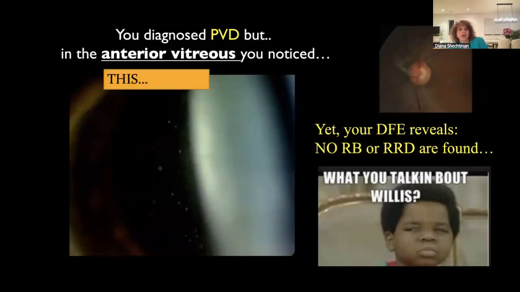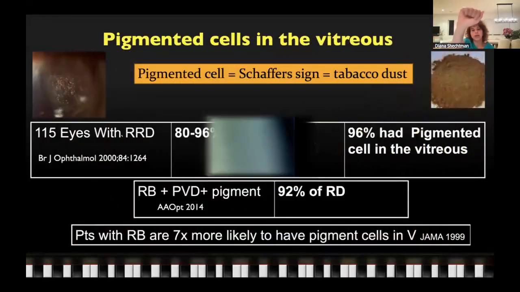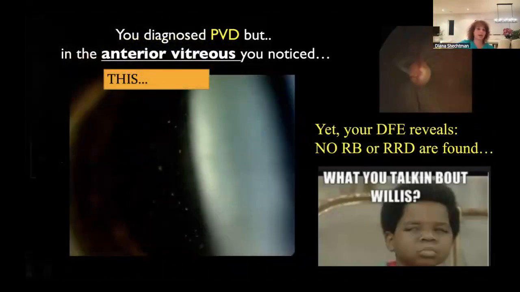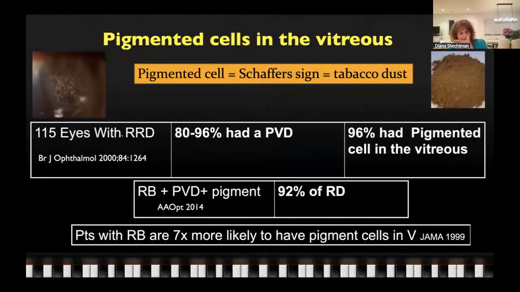So, diagnose PVD. In the anterior vitreous, you notice these, and they're different. Once you start actually looking specifically at pigment, what we call Schaefer sign, you get a feel for what they look like, a little different from red blood cells, but oftentimes they can be mistaken. But let's say we're pretty sure that this is Schaefer sign, and you do a full examination. Patient hasn't had cataract surgery, iris is normal, everything is fine.